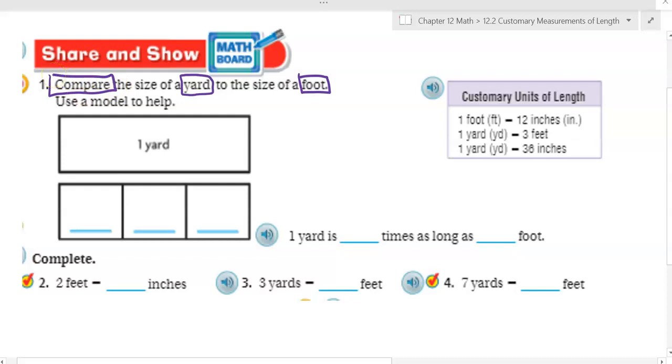So I've got up here my 1 yard, which represents this whole distance. And I've got down here my pieces that represent 1 foot. So I've got 1 foot, 1 foot, and 1 foot. So how do these compare to a yard? I can see that 1, 2, 3 feet make up 1 yard. So 1 yard is 3 times as long as 1 foot. So if I was to change yards into feet, I would multiply by 3.